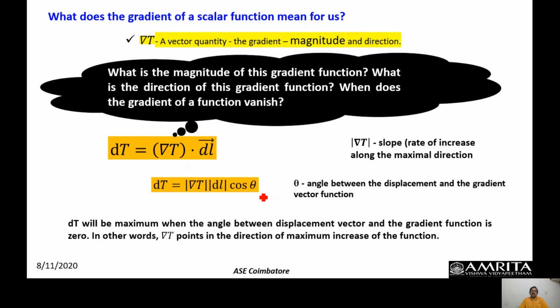And you will see that the del V is nothing but the electric field. Of course, there is a minus sign associated. I will deal with that minus sign when we talk about the potential function. For now, you must understand that the electrostatic field E is going to be nothing but minus del V, where del V is the gradient of the scalar function, in this case the electrostatic potential V. That is what it means.